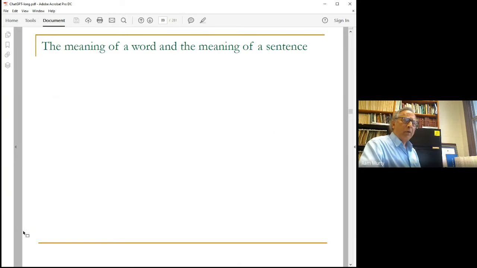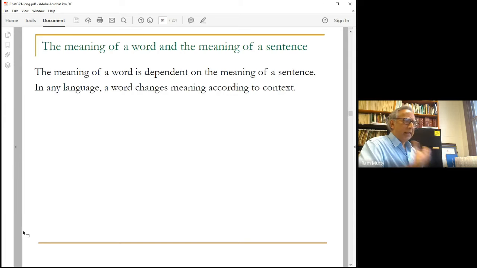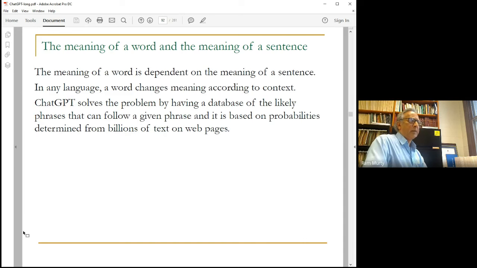The meaning of a word and the meaning of a sentence. The meaning of a word is, of course, dependent on the meaning of a sentence. In any language, a word changes meaning according to context. And ChatGPT solves the problem by having a database of all the likely phrases that can follow a given phrase, and it is based on probabilities, determined from billions of texts on web pages.